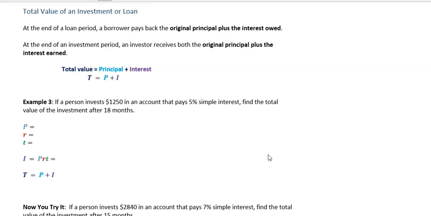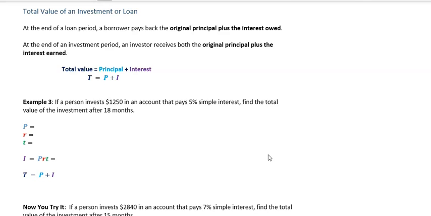Okay, so now we're moving into the total value of an investment or a loan. So we don't always just care about the interest that we paid or that we're owed, but also we care about the original amount. So at the end of an investment period, if I invest money in something, I'm going to receive the original principal plus the interest I earned. Okay, so we call that the total value. So the total value is the principal. Principal is what we started with, plus the interest that we made on it throughout the term of the loan.